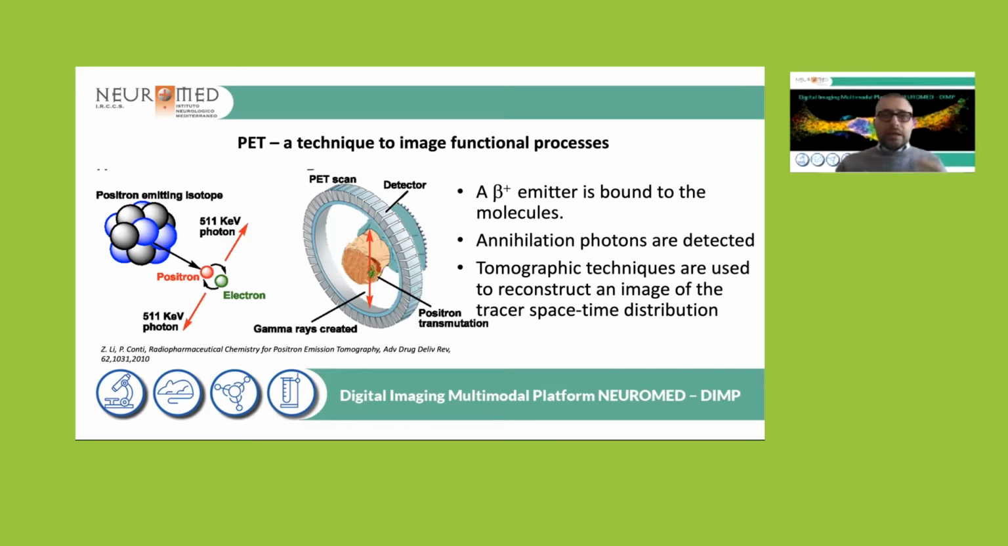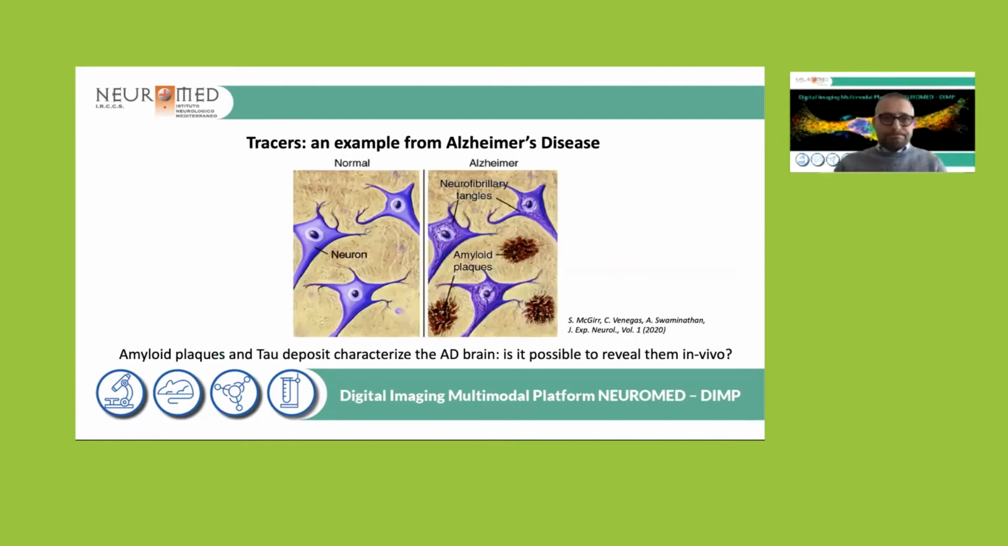Tomographic techniques are used to reconstruct an image of the space-time distribution. Now, I will give you a clear example: Alzheimer's disease. An Alzheimer's brain is characterized by the deposit of amyloid plaques and tau.